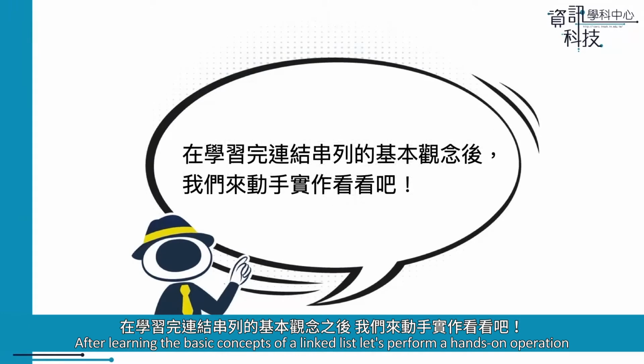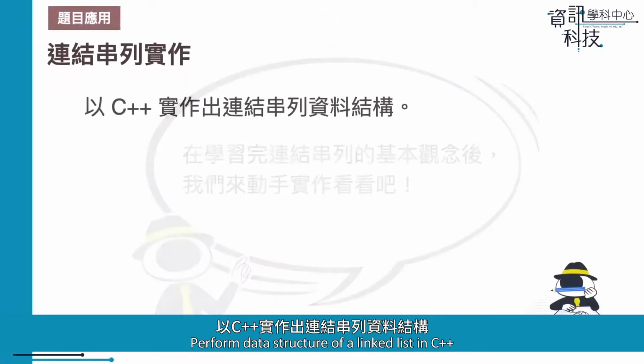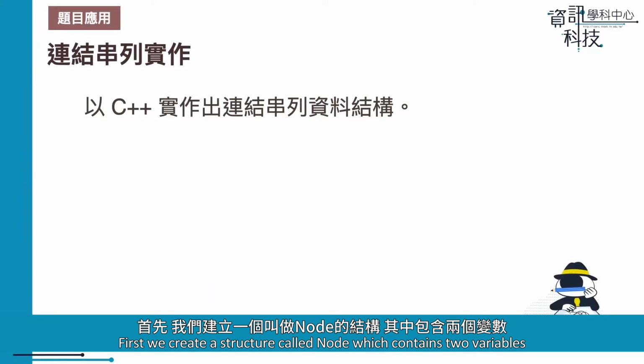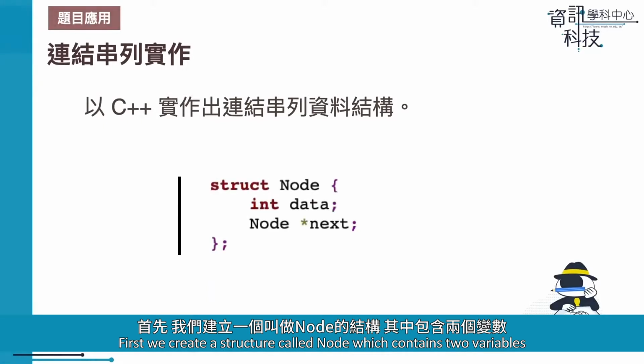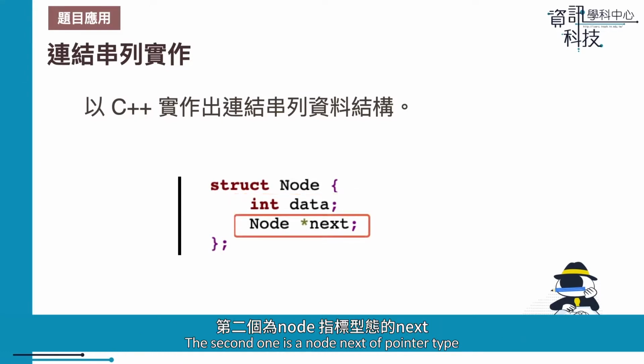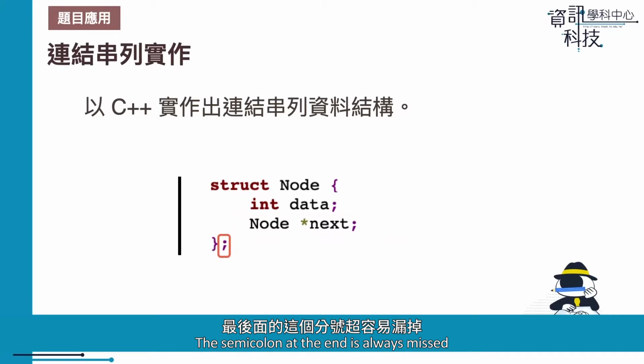After learning the basic concepts of a linked list, let's perform a hands-on operation. Perform the data structure of a linked list in C++. First, we create a structure called node, which contains two variables. The first one is data of integer type, which stores the data of each node. The second one is a node pointer, next, which stores the memory address of the next node. The semicolon at the end is always missed. Everyone please be careful.